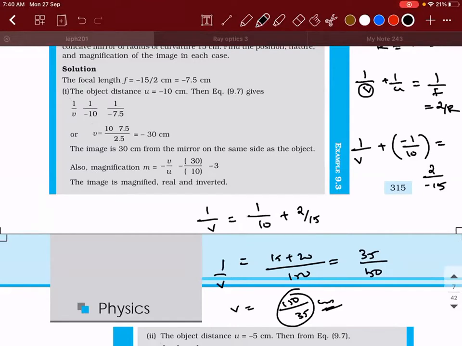So these many centimeter, and you are getting a positive value. Positive value means actually you are supposed to get a negative value. No, sir, the 2 by 15 won't become positive. I changed it here. So you will get 15 minus 20 divided by 150, that is minus 5 divided by 150. So you should actually get minus 30.